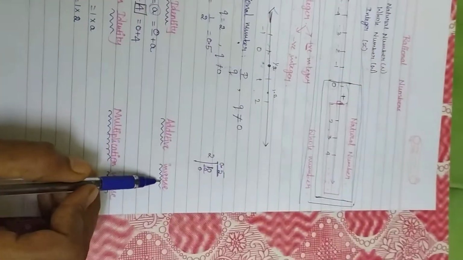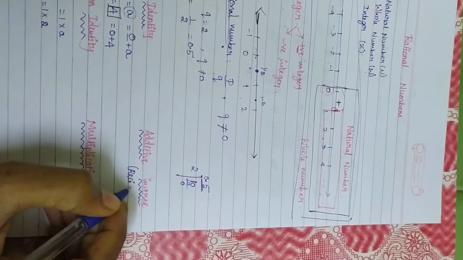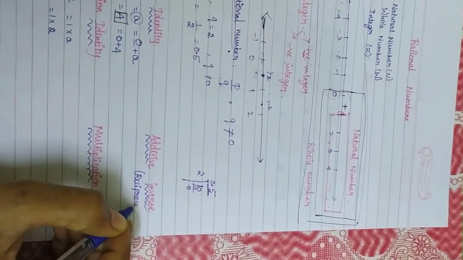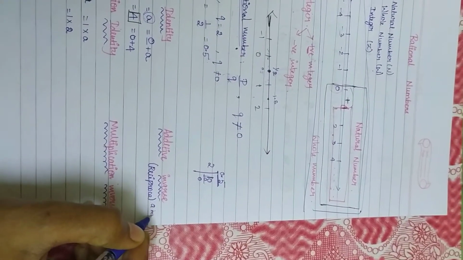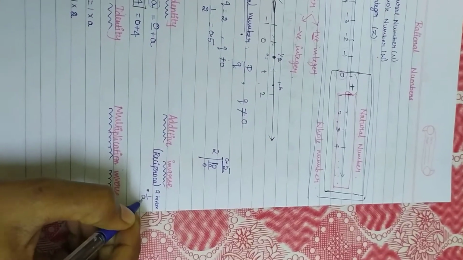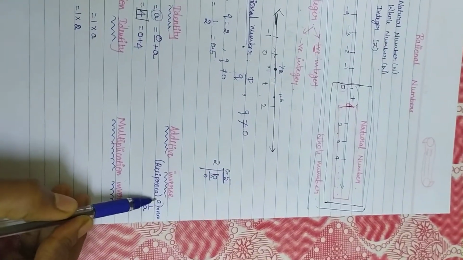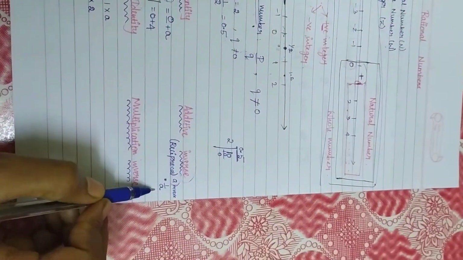Inverse we already know. Inverse means reciprocal. For example, what is a inverse? The reciprocal of this is nothing but 1 by a. So a is a normal value; if you take the reciprocal, the inverse is 1 by a.